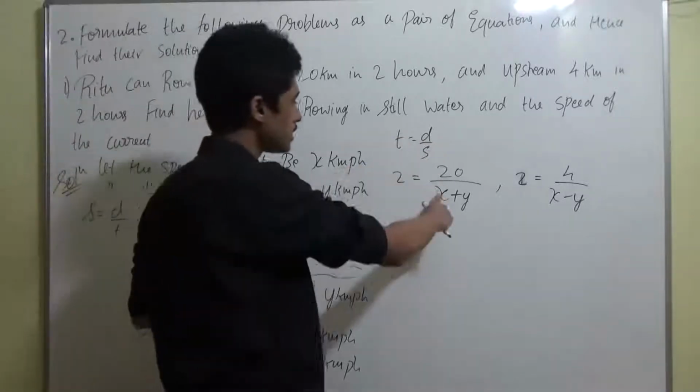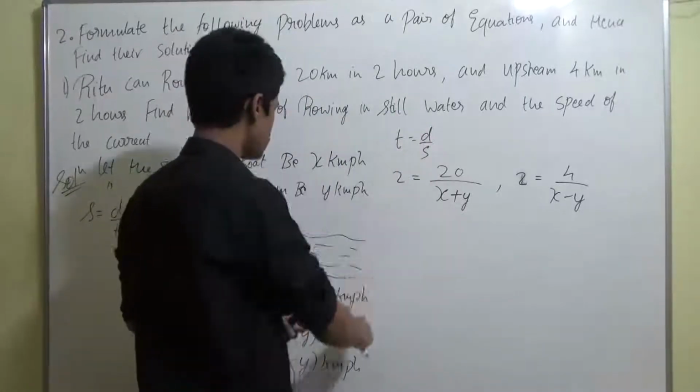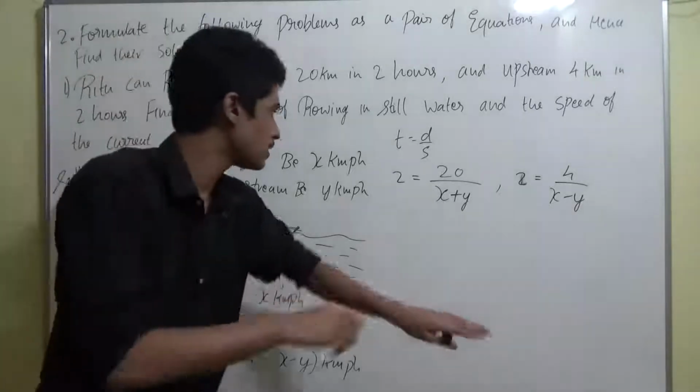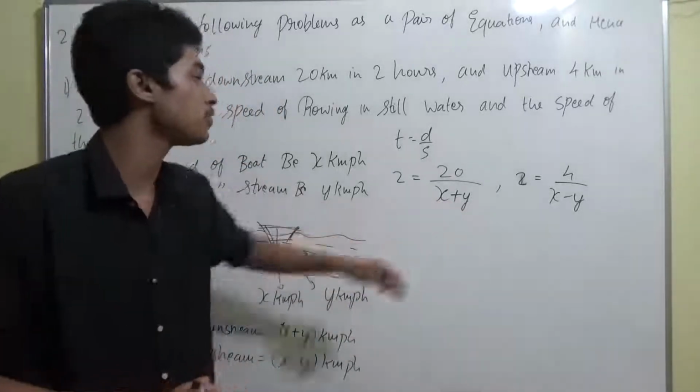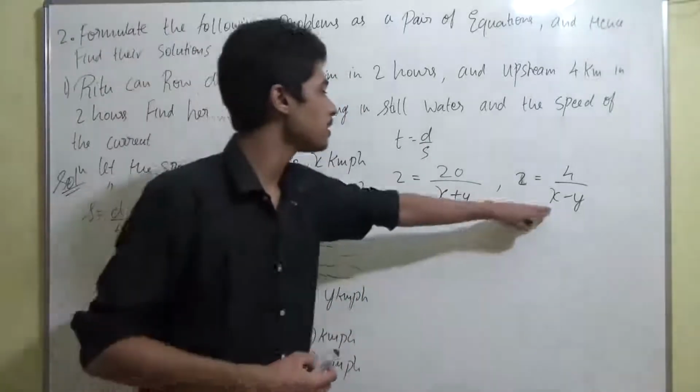So time equals distance by speed. Distance is 20 in the first case, 20 kilometers, by speed x plus y, since it is downstream. Downstream means both are moving in the same direction, which means speed will be increased, right? So it is x plus y. And in upstream, what happens? The speed will be reduced, x minus y.